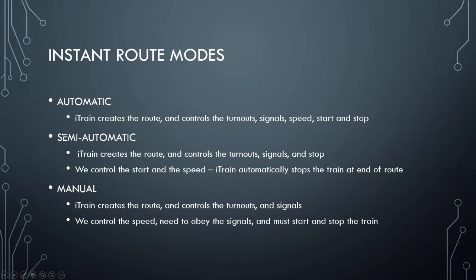In semi-automatic mode, iTrain still creates the route and controls the turnouts, the signals, and the stop, but we control when the movement starts and the speed at which the train moves. And iTrain automatically stops the train at the end of the route. And in manual mode, iTrain creates the route, controls the turnouts and the signals, and we control the speed of the train. We need to obey the signals, and we must start and stop the train.